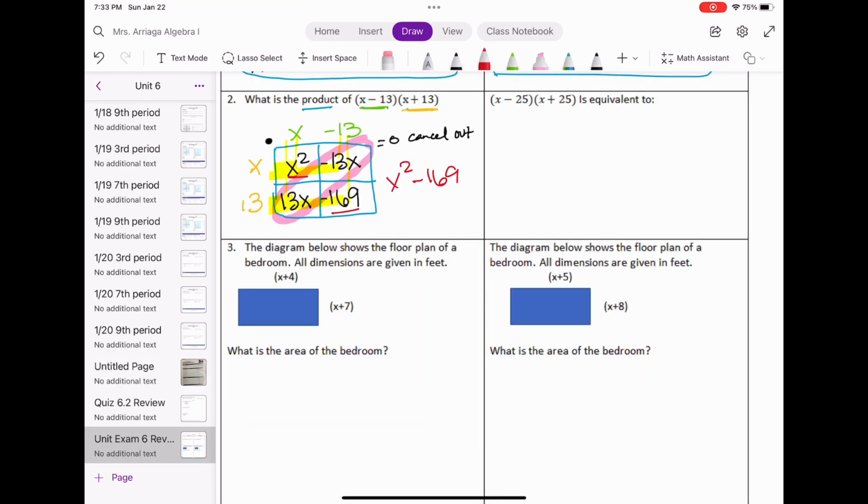And this formula is a little bit faster than the box method because you just figure out which one's A and which one's B, which is really easy. The first one is A and the second number is B. And you just do A squared minus B squared. That's what the formula says. So you do x squared minus 13 squared, and that equals x squared minus 169, which is exactly the same answer we got using the box method. Now try doing 2b on your own using either the box method or the difference of squares formula.